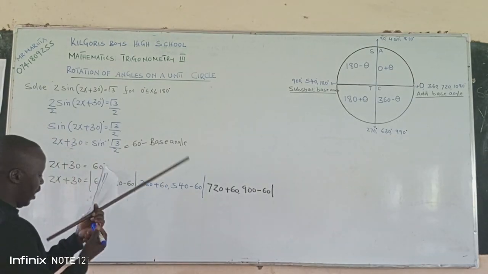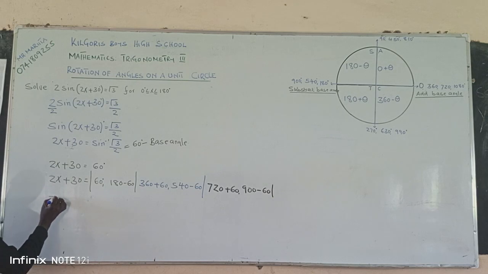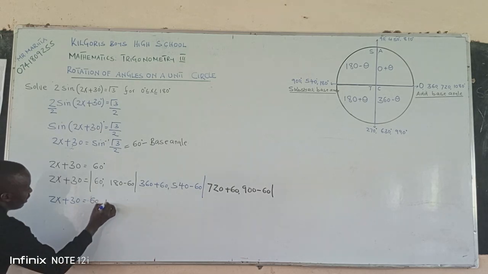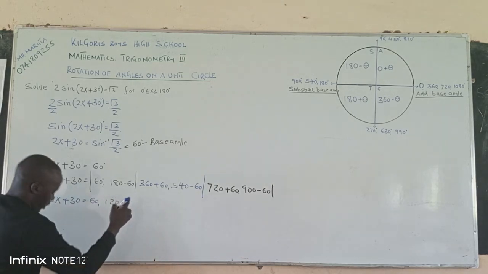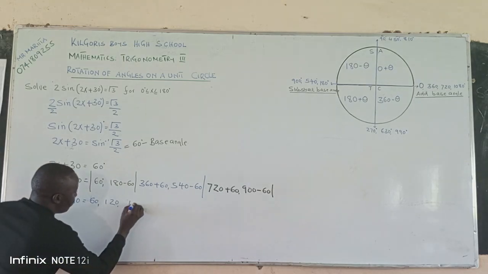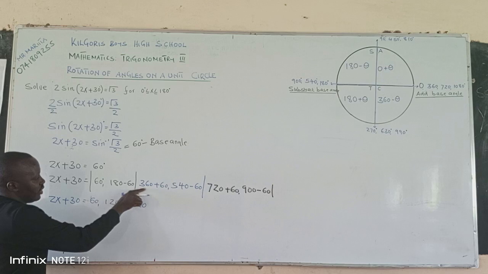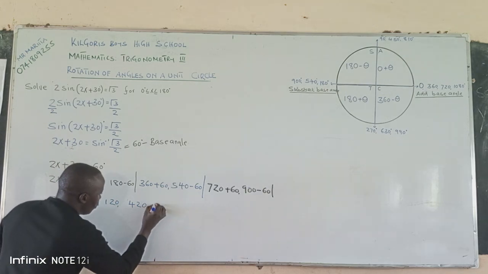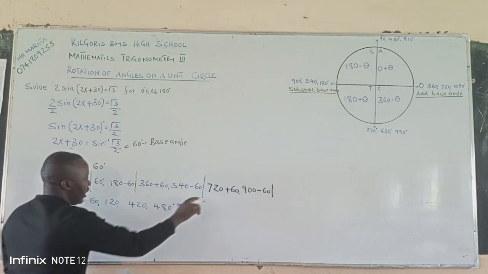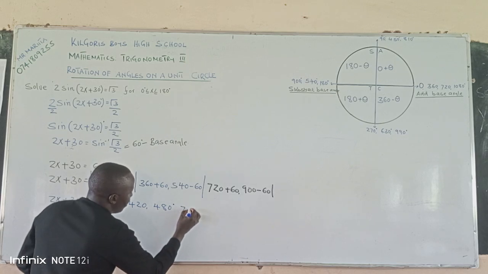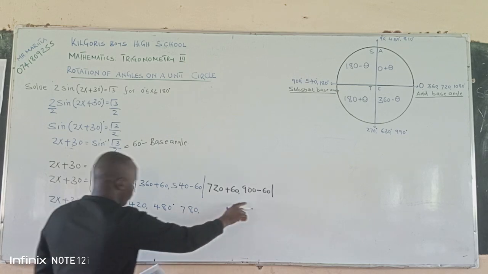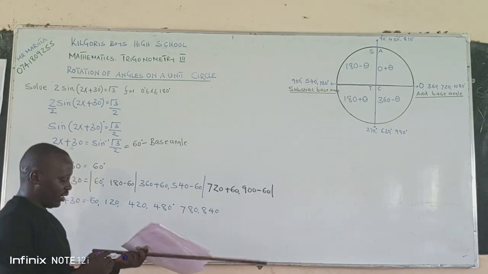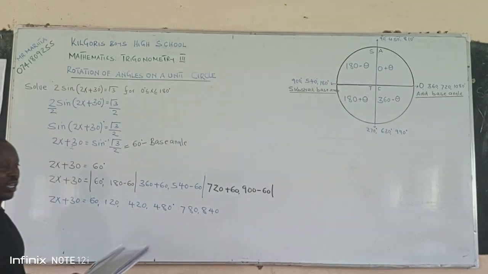So the solution now: we have 2x plus 30 degrees equal to 60 degrees, 120, then 420, that is 360 plus 60. 540 minus 60 gives us 480 degrees. 720 plus 60 gives us 780, and finally we have 840.